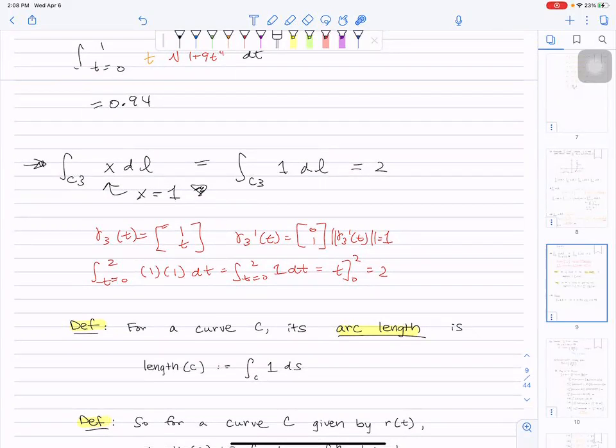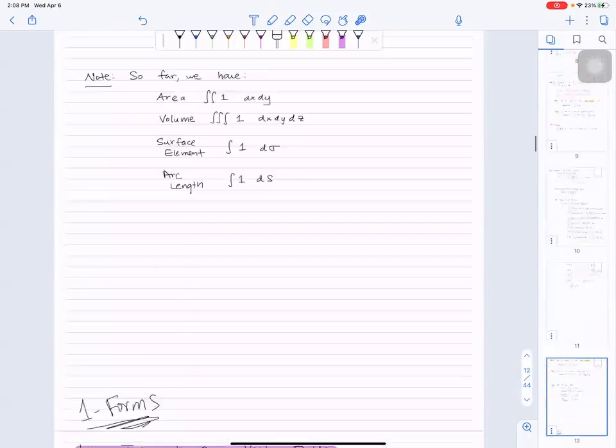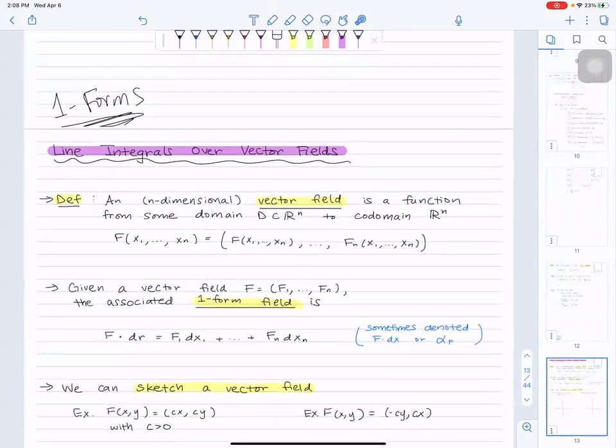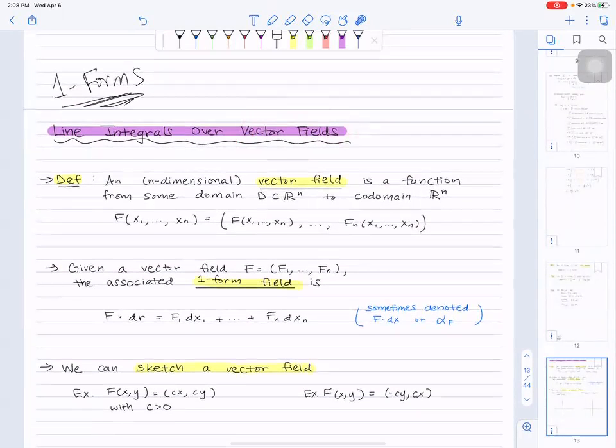The second part of this week is one forms. These are line integrals over vector fields. If you learned multi-calc before, maybe a lot of the language in old textbooks uses vector calculus, vector notation. But now with Bryce's videos, he introduces this thing called one forms. This is a different language, which is sometimes easier to compute certain questions. So the purpose of one forms is that it makes things easier to compute.